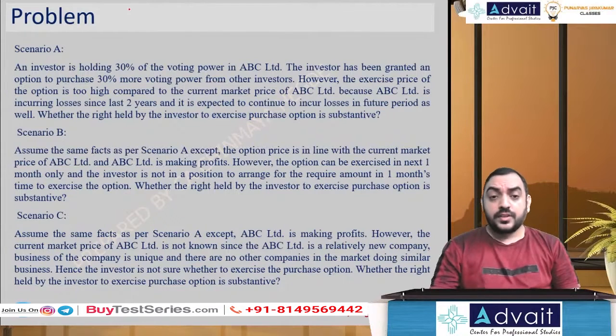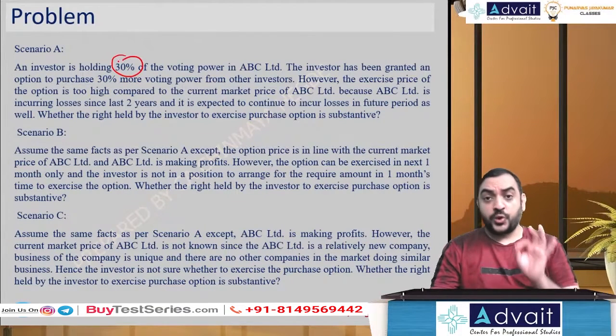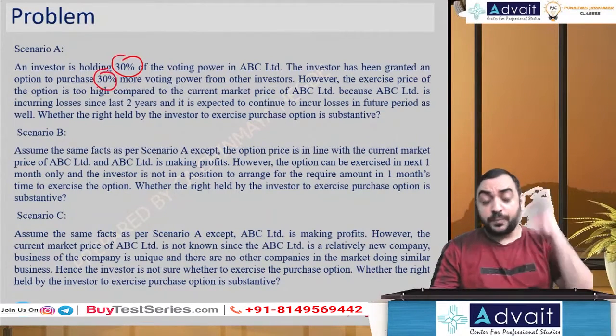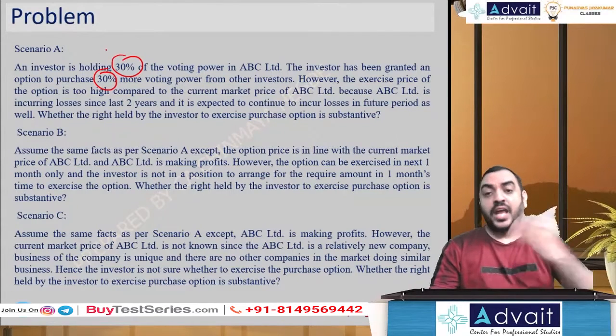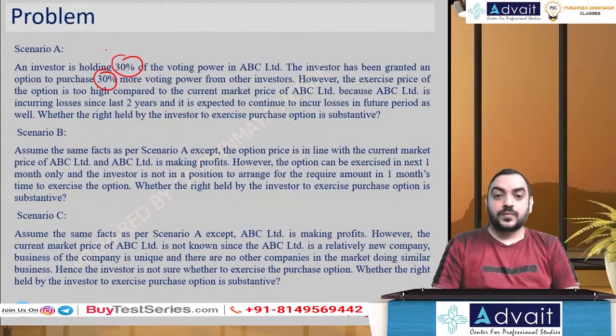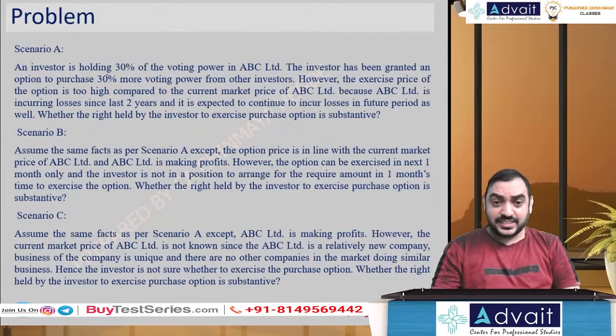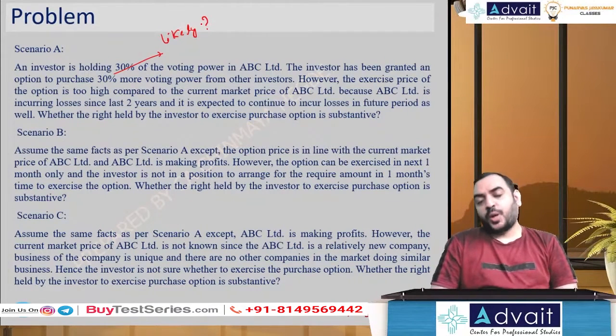So you see, they currently have 30% voting power. If you take 30% more, it becomes 60%. You will have control over the entity. The question is, is it likely? Is it probable? What is the likelihood? What is the probability?